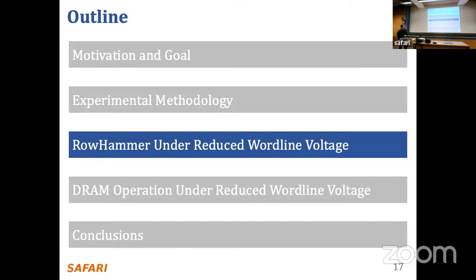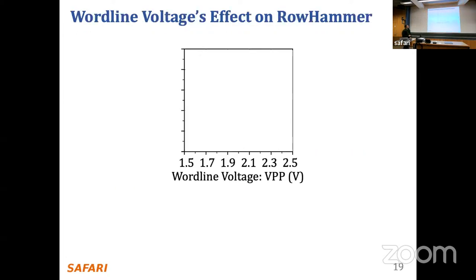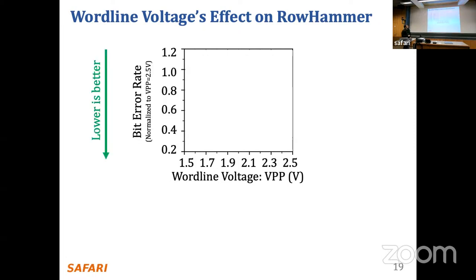So let's move on to the observations: RowHammer under reduced wordline voltage. I'll first give the takeaway and then share the results. The first takeaway says that reducing wordline voltage reduces RowHammer vulnerability. When we reduce wordline voltage, we observe fewer bit flips as a result of the RowHammer attack, and the activation count to induce a bit flip increases significantly. In this plot, on the x-axis we have the wordline voltage. It's increasing on the x-axis, but we will actually look at it backwards because 2.5 is the nominal voltage and we will be reducing it. On the y-axis, we have the bit error rate as a result of the RowHammer attack. And obviously, lower is better in this plot.